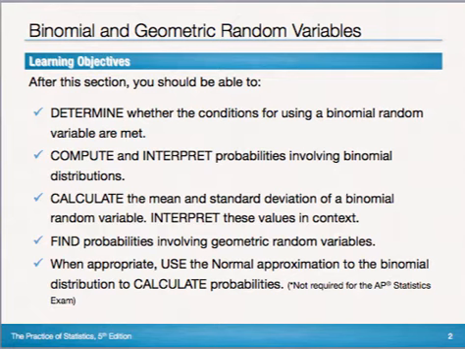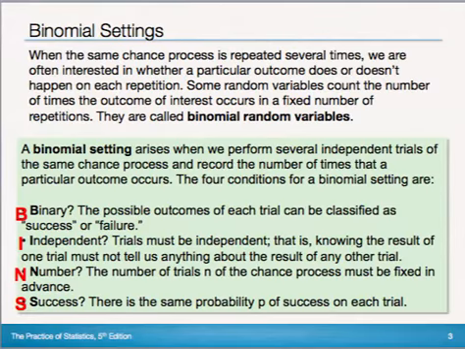You want to be able to make computations about, let's say, the mean and standard deviation of a binomial random variable. You want to calculate probabilities involving geometric random variables, and you want to be able to interpret these in the context of the particular problem. In addition, you want to know when you can use a normal approximation to the binomial distribution to calculate the probabilities, something we've already talked about to some extent.